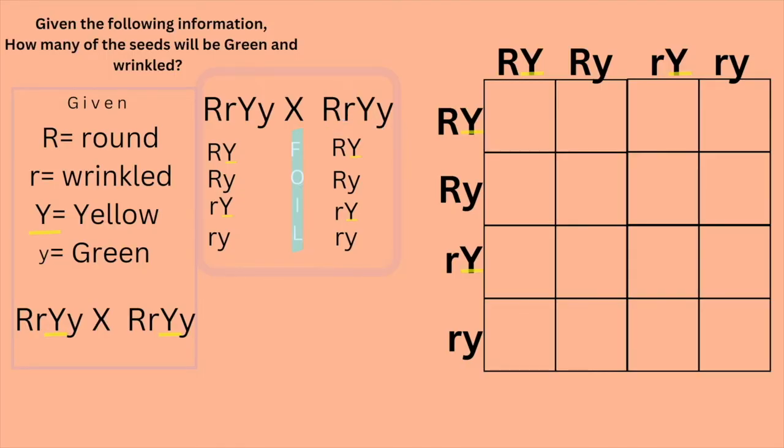First, we have big R, big R, big Y, big Y. Next, we have big R, big R, big Y, little y. Next, we have big R, little r, big Y, big Y. And I'm just going to go ahead and give you a few minutes so that you can try and fill out the rest. Take your time because this part is really crucial to getting the correct answer.